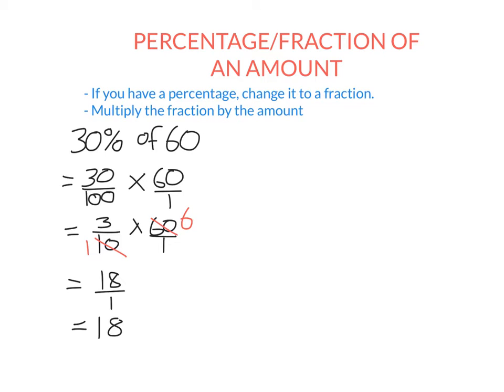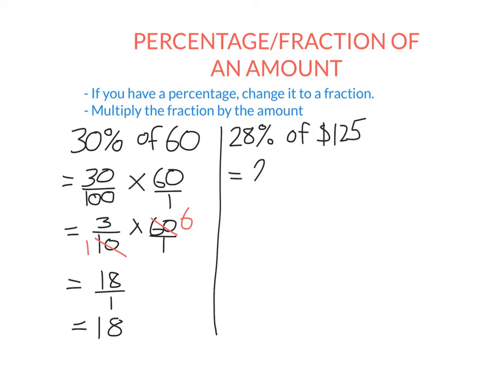Let's look at another example. So let's calculate 28% of $125. I'm going to do this exactly the same way I just did the previous question. So 28% means 28 hundredths, 28 over 100, so times that by 125. Remember, when you're timesing a fraction by a whole number, write the whole number over 1. So now I have to do 28 times 125 over 100 times 1.